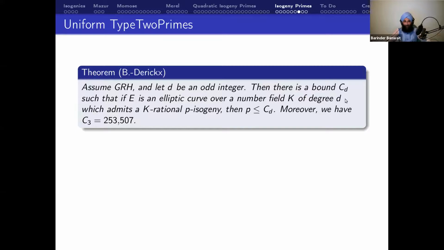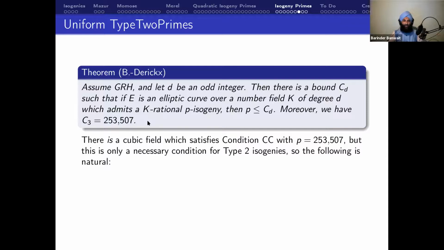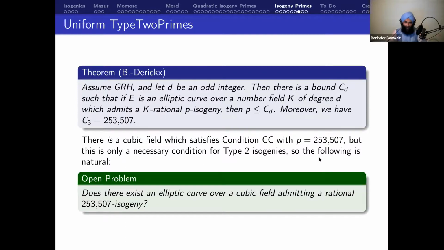Another aspect of this work with Derek is that we're able to get a uniform bound on the type 2 primes associated to an odd degree number field. We spent some time optimizing this for the cubic case, and we get this bound, 253,507. This is tight in the sense that there is a cubic field that satisfies condition CC with this prime. But because condition CC is only a necessary condition, it does not mean that there is an elliptic curve which admits a cyclic 253,507 isogeny. So that is, I suppose, an open problem.